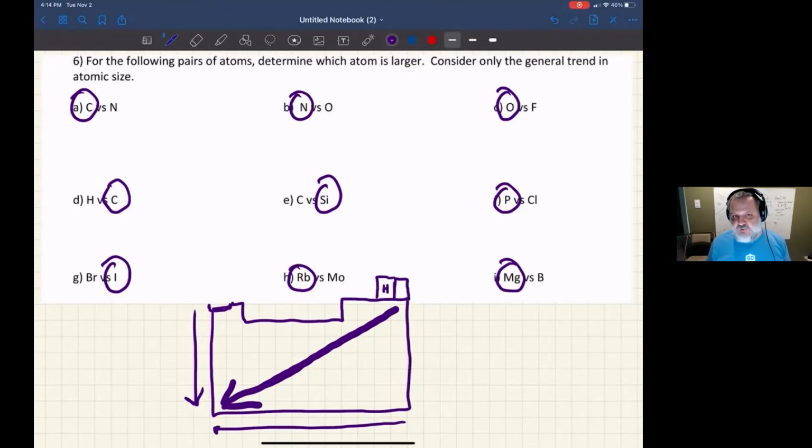That's how you use a periodic trend. Remember to move hydrogen over there into group 17, and then you'll know every answer for the trend.